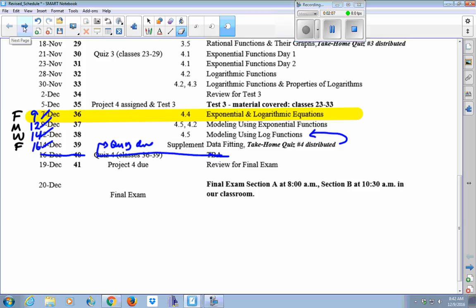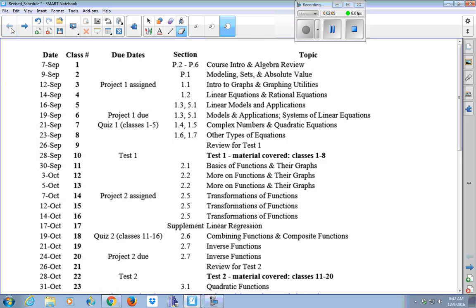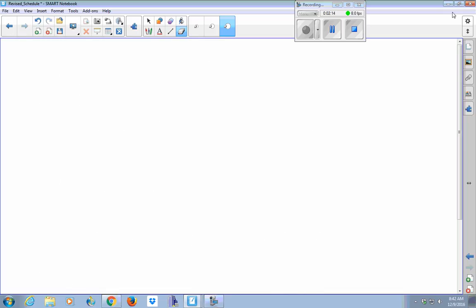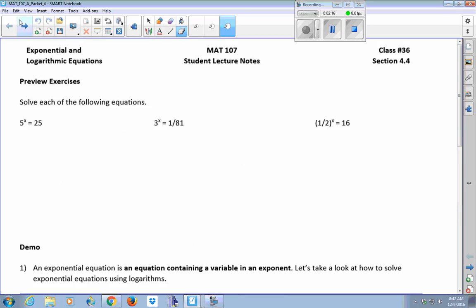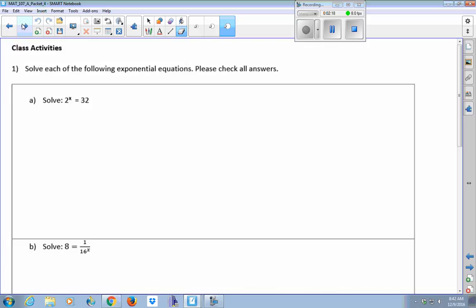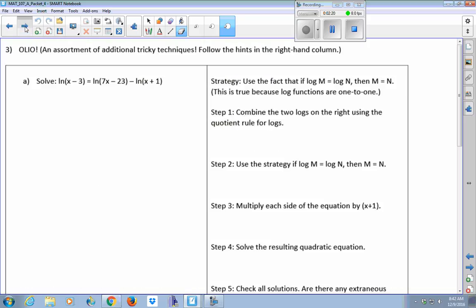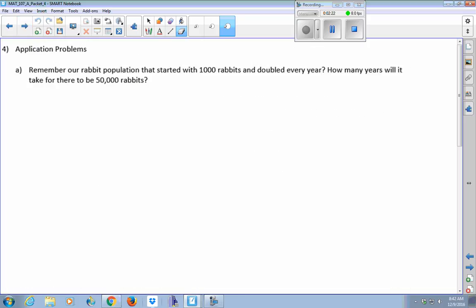All right. So today I don't even want to start with the preview activities. I want to jump right into class activities number 4. This is where I want to start our class, because I want you to see why we need to know how to solve exponential equations.